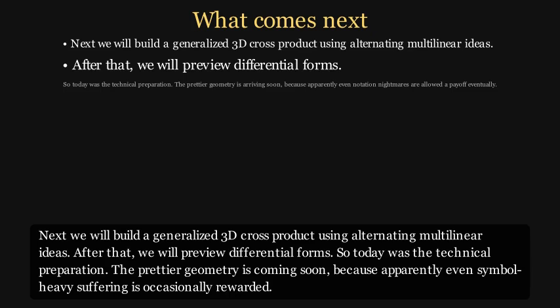Next we will build a generalized 3D cross-product using alternating multilinear ideas. After that, we will preview differential forms. So today was the technical preparation. The prettier geometry is coming soon. Because apparently even symbol-heavy suffering is occasionally rewarded.